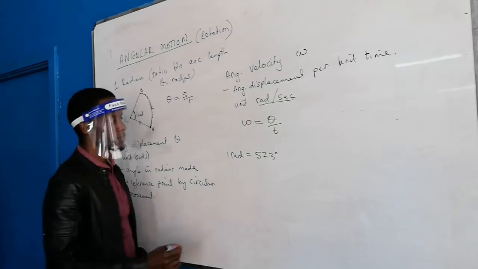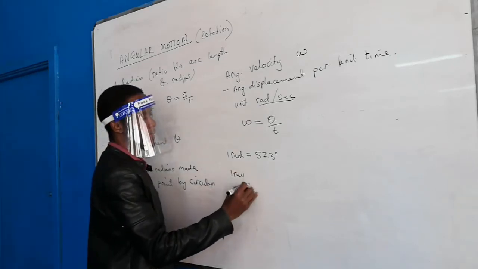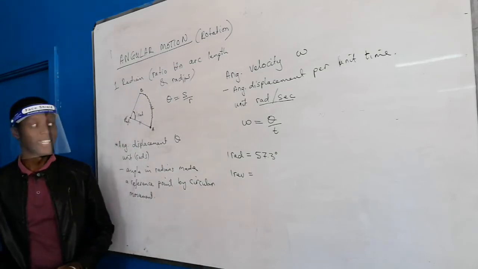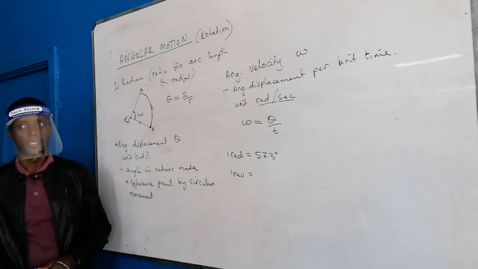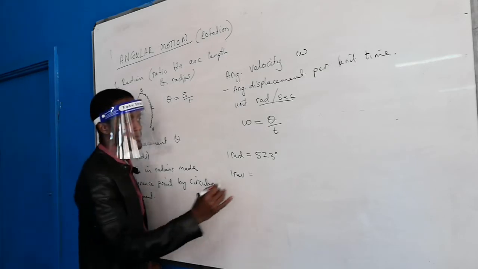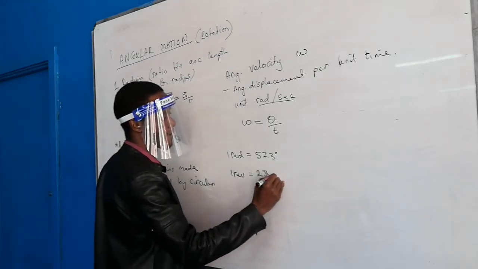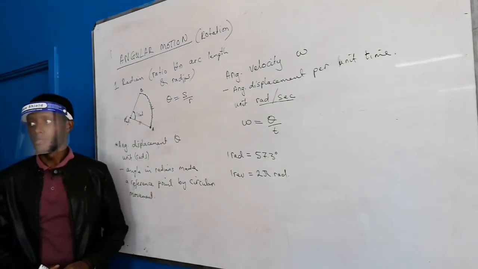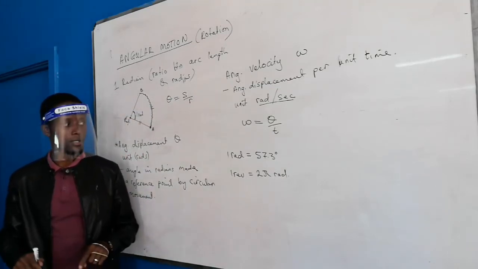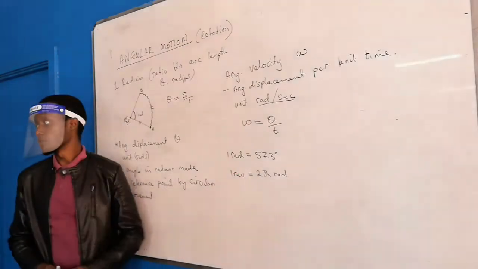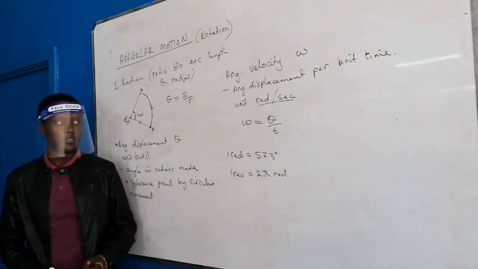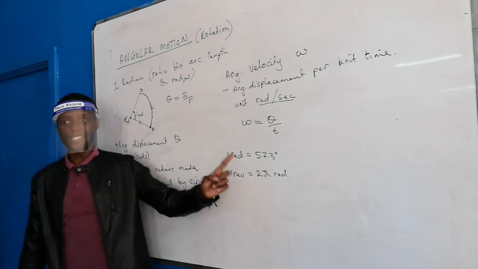One revolution is equal to how many radians? Radians, not degrees. 2 pi. Right. Okay. Pi is just a number. When you press 2 pi and press equals, your calculator will give you the value of 2 pi radians. Okay. 360 is correct, but that is in degrees.